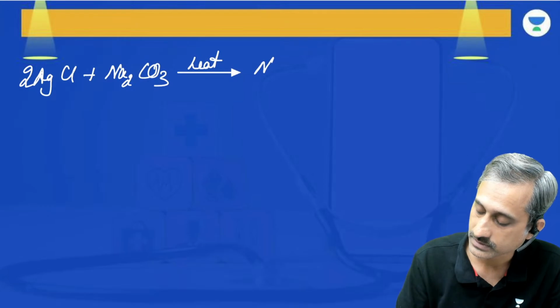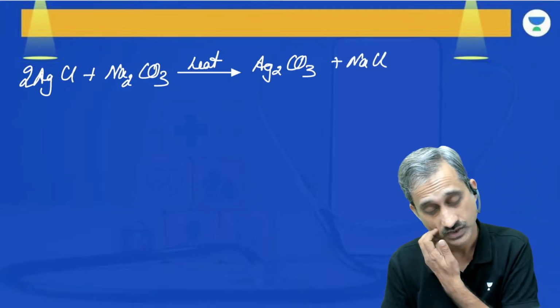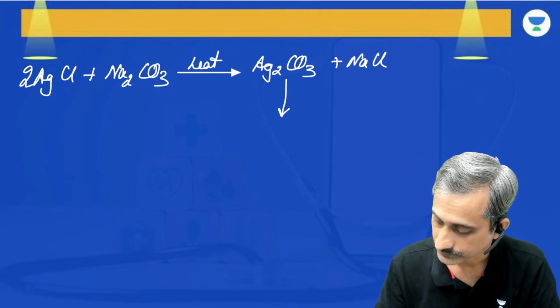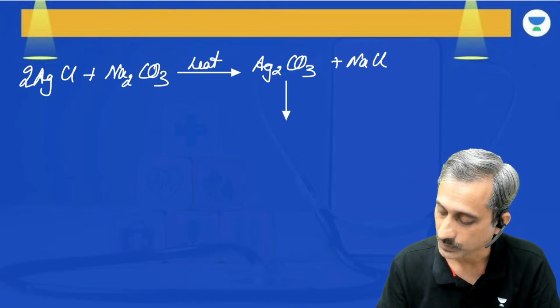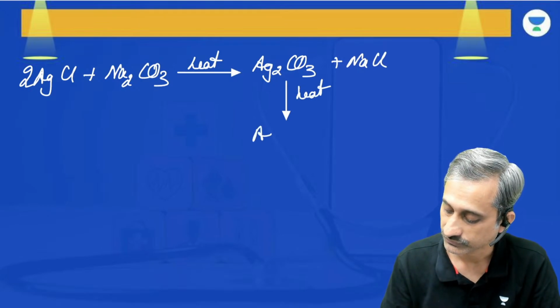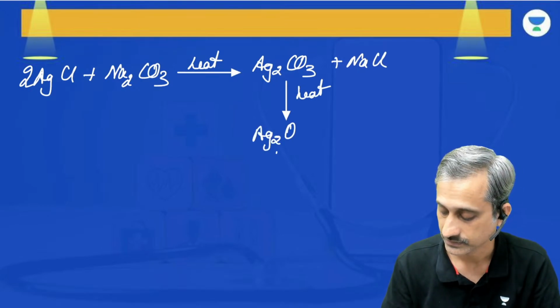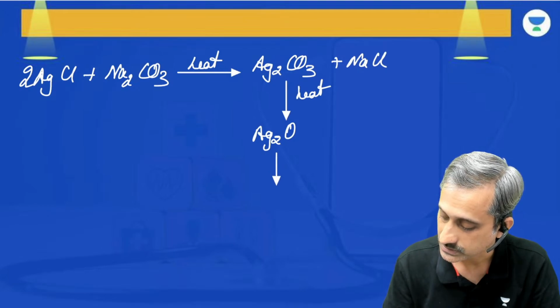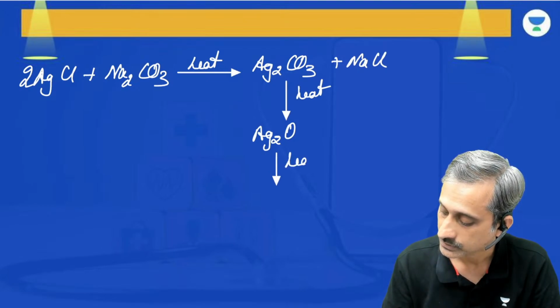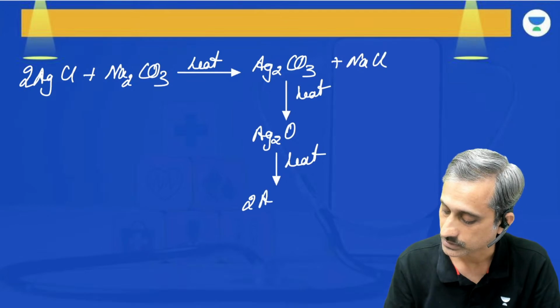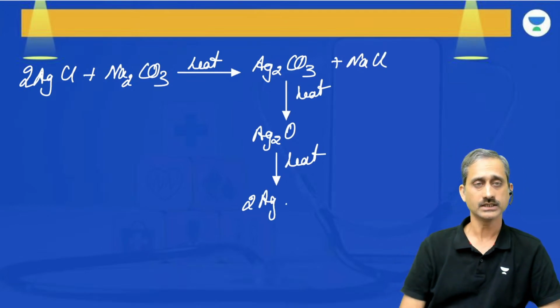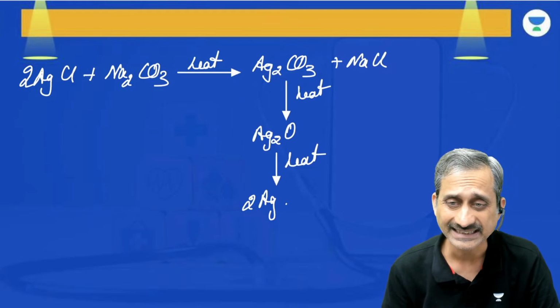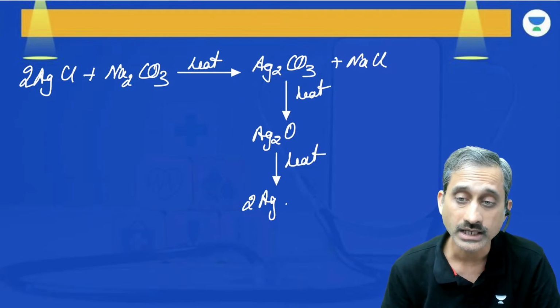Heating it with sodium carbonate, it initially forms silver carbonate along with sodium chloride. Now silver carbonate further decomposes to form silver oxide, which is easily decomposed to form silver. So here we do not need any kind of reducing agent. We simply need to heat it.